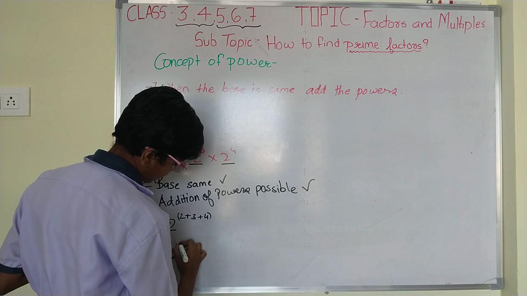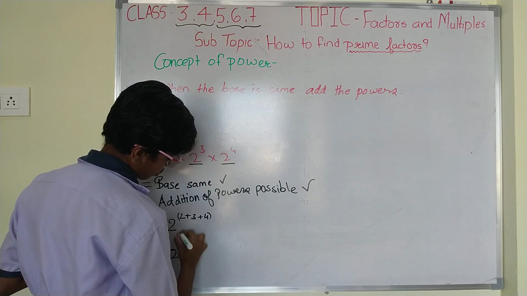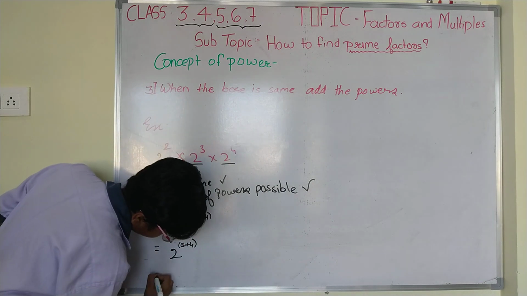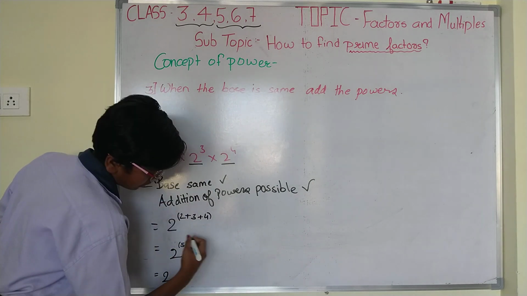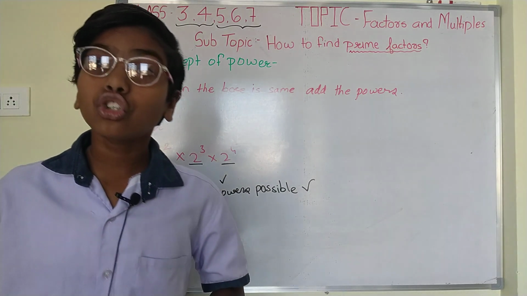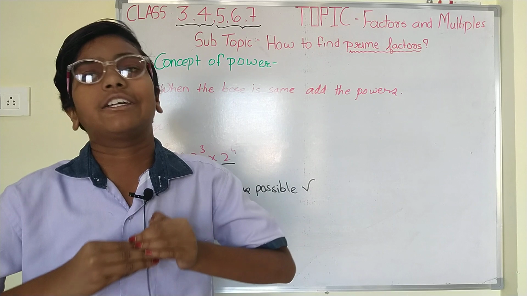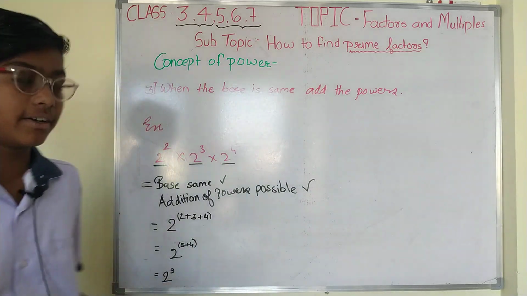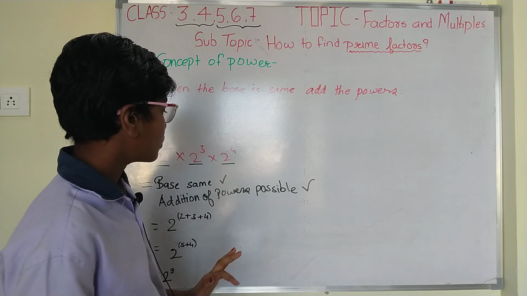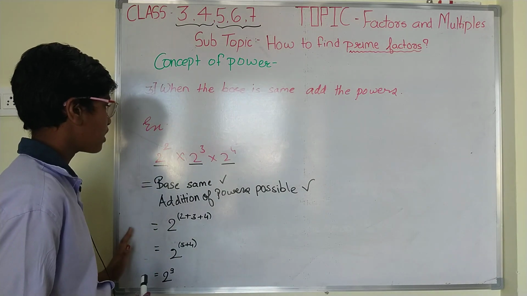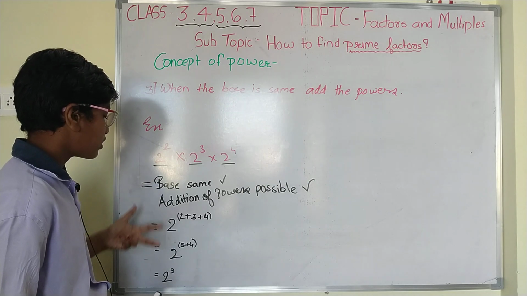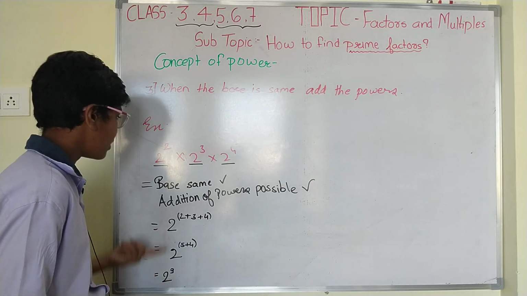2 plus 5 plus 4. Okay. Then equals 2 raised to the power 5 plus 4, which is 9. 2 raised to the power 9. Oh my god, that's much bigger, right? Now, what is this? We found the number in just one place.